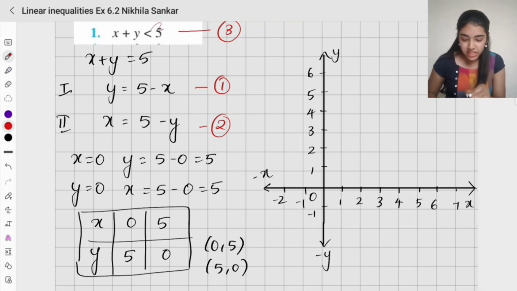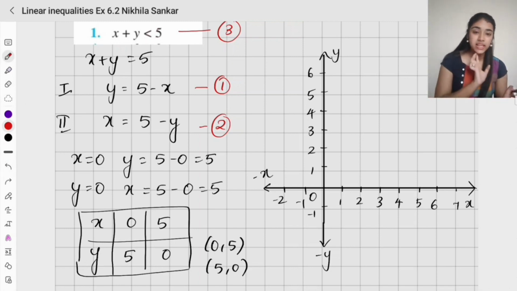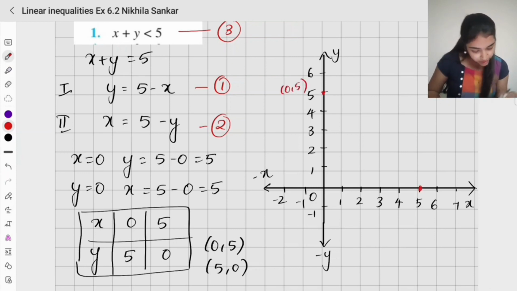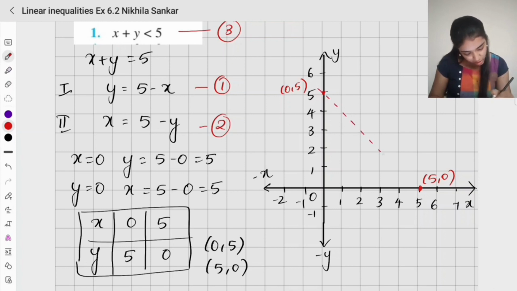In that, there is a strict inequality. There is no equal to symbol here. So I should not put a thick line. I have to put a dotted line. Okay, always remember. So now 0, 5. This is the point 0, 5 and this is 5, 0. Okay, so 0, 5 and this is 5, 0 and how does my graph look like? It is going to look something like this, a dotted line. Okay, so this is my x plus y equals 5 line.